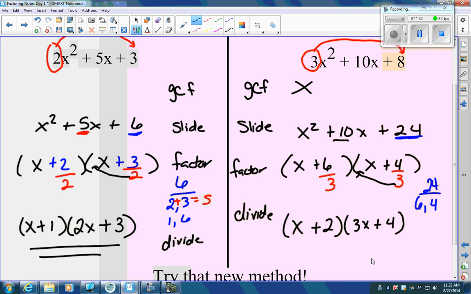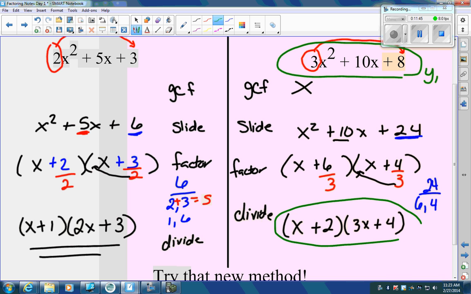Now, did we pull out a GCF in the very beginning? Nope. Okay, so we don't do anything with it. Now, remember to check it. Put the problem into y1. What you think the answer is into y2, and you need to see if all y1 and y2 are the same to check it.